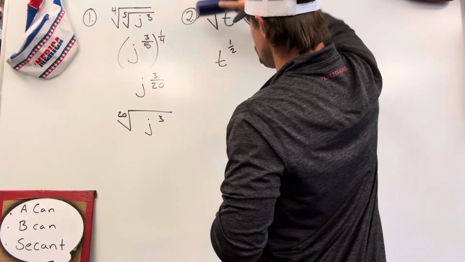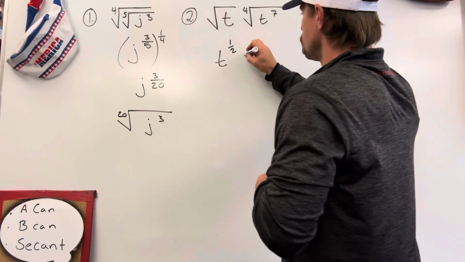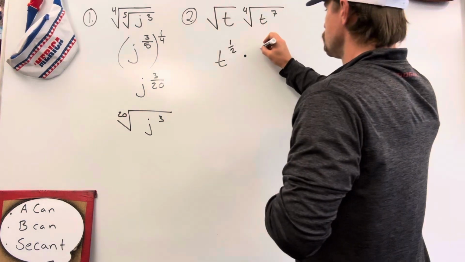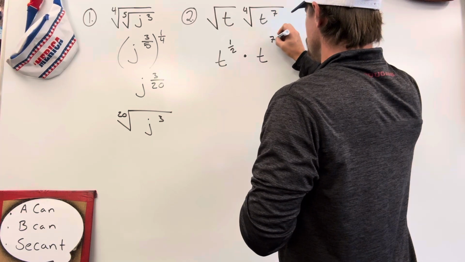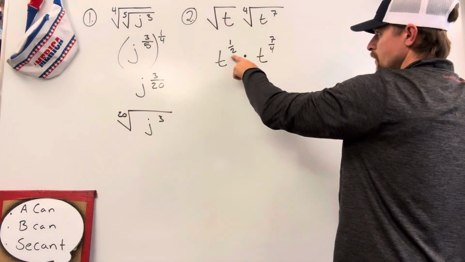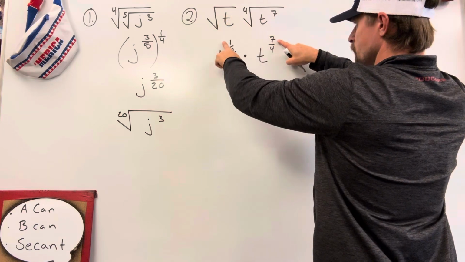Now, the thing we're doing is multiplying by fourth root of t to the 7th, which is really just t to the 7/4. Remember, the number in the crevice goes on the bottom. The number inside the radical goes on the top.